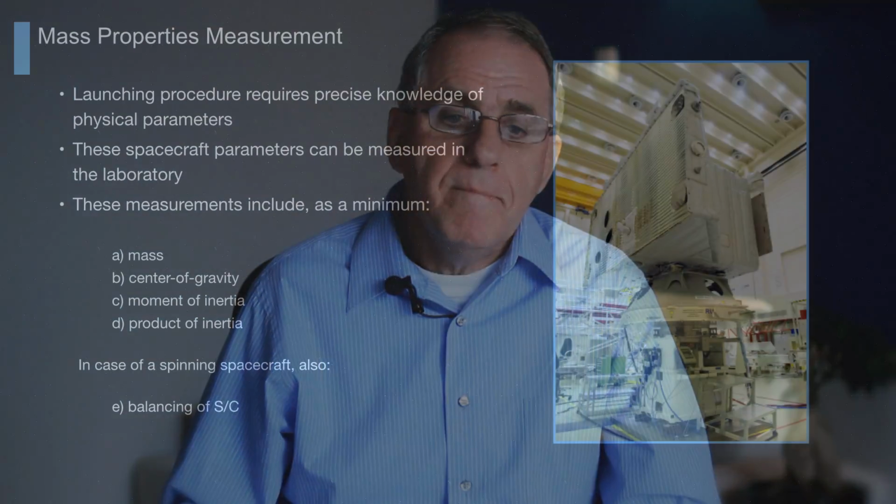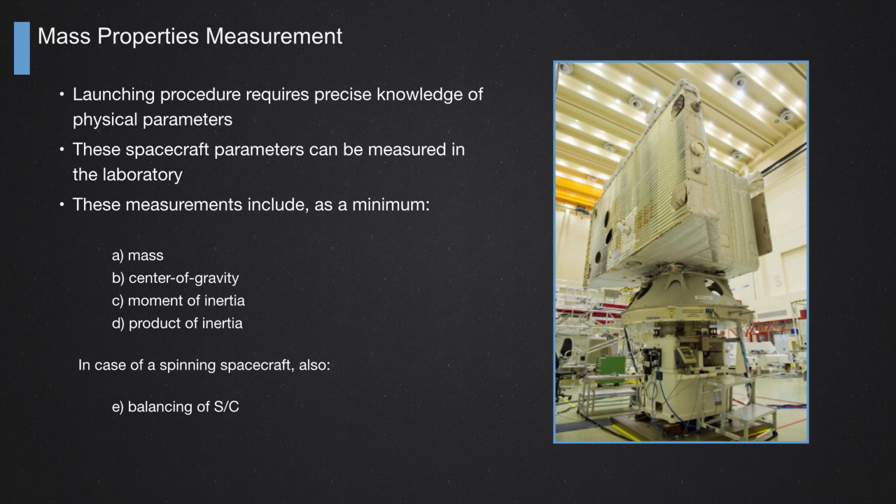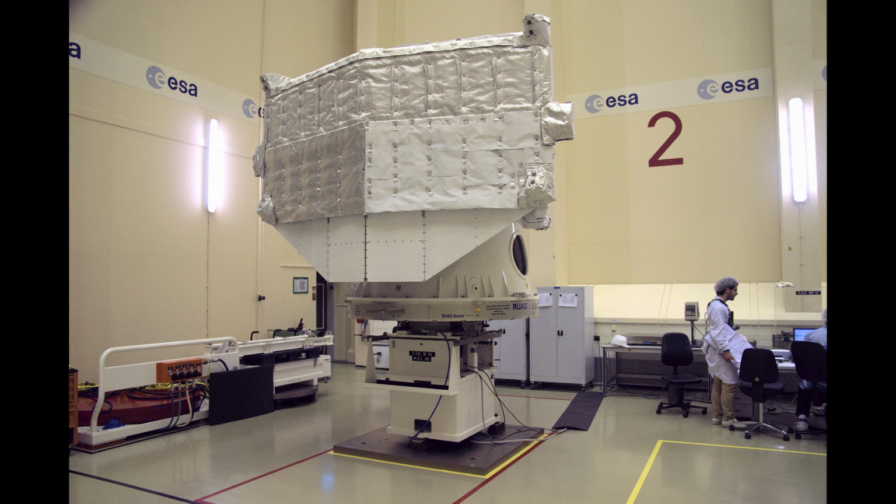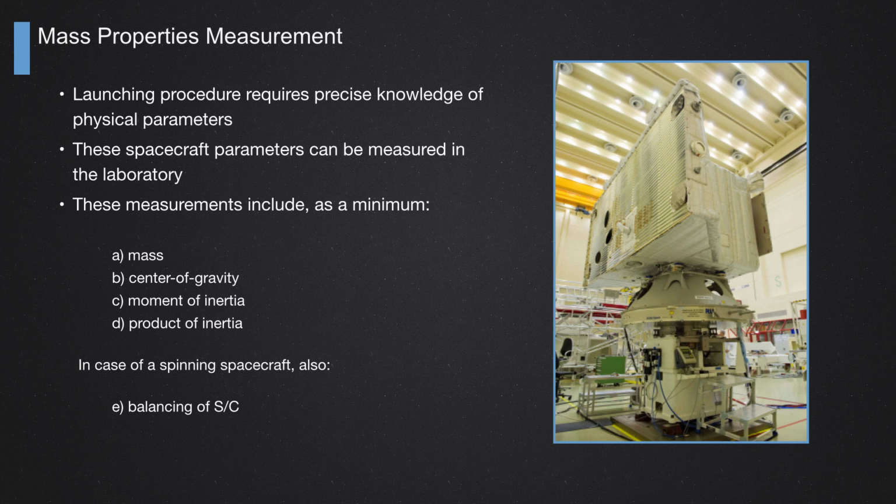Okay, mass properties measurements are very important because the launch vehicle, the launch procedure, requires precise knowledge of the physical parameters of the spacecraft. If this can be measured in the laboratory, you can do it in the laboratory to get these numbers. These measurements can include the mass of the spacecraft, the center of gravity of each part of the spacecraft, the main spacecraft and parts of the spacecraft as well. Other important information like the moment of inertia and the product of inertia, sometimes they can do that as well.